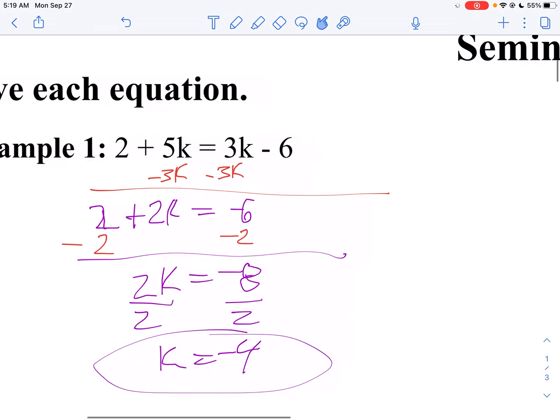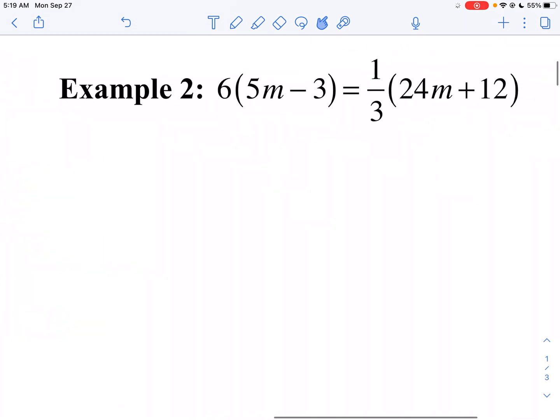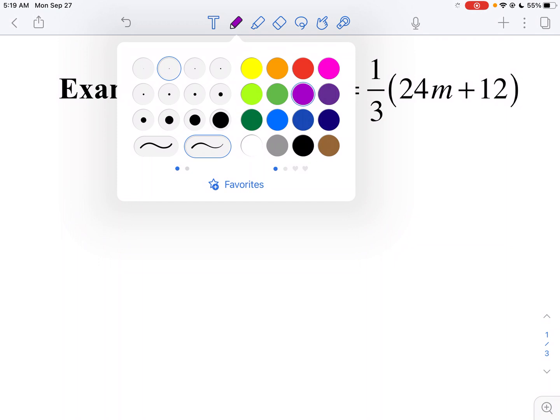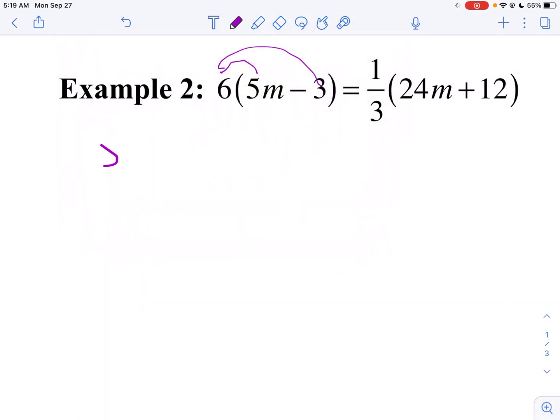Let's take a look at example 2. Now in example 2, before we move it, we want to simplify each side as much as possible. So we're going to distribute the 6 on the left side. I really don't care about the right side at this point. I just want to do one side by itself. So 6 times 5 is 30m.